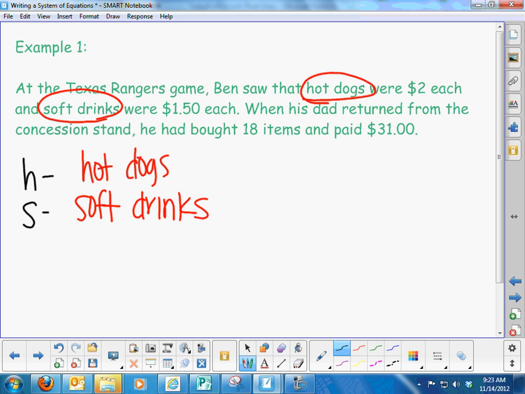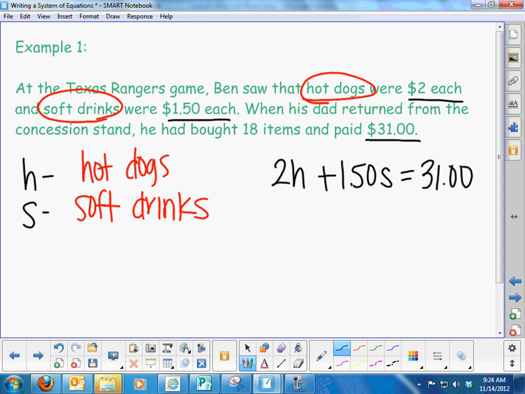Okay, so I know that hot dogs cost $2 each and soft drinks were $1.50. Well, that's talking about money. How much money did his dad spend? His dad spent $31. So I'm going to write one equation that just solely talks about money. I think you guys could do it. It's $2 for every hot dog, plus $1.50 for every soft drink, and that total amount was $31. Does that make sense to you guys? This is my equation about money.